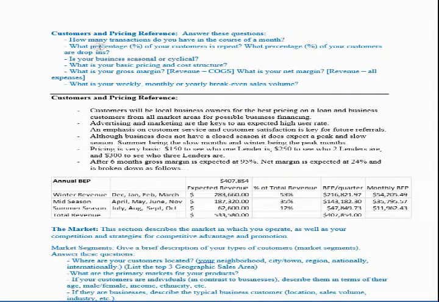How many transactions do you have in the course of a month? What percentage of your customers is repeat? What percentage of your customers are drop-ins? Is your business seasonal or cyclical? What is your basic pricing and cost structure? And what's your gross margin? And what's your net margin? And what are your weekly or monthly break-even sales volumes?